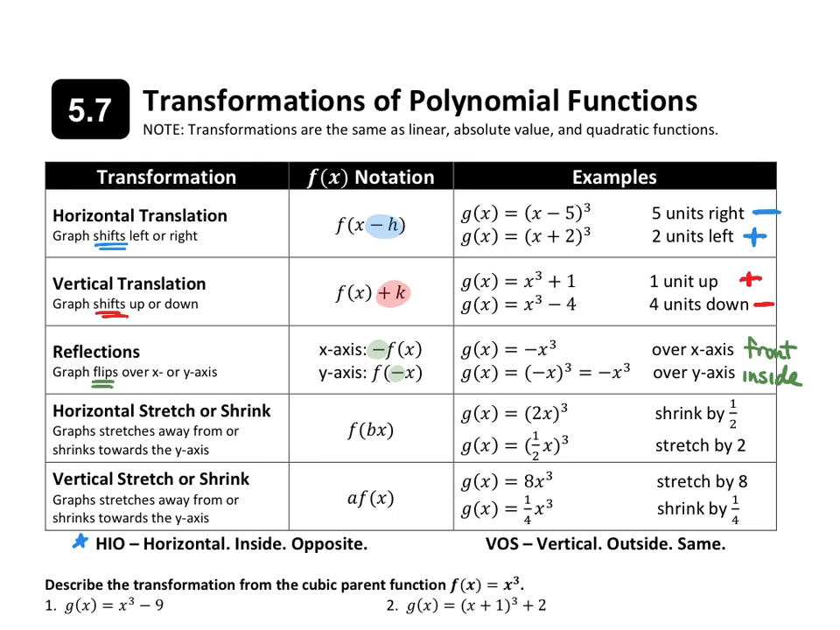Our horizontal stretches and shrinks are going to occur when there is a number multiplied inside the parentheses. So you see how b is right next to x, and we just talked about arithmetic with numbers, and if two numbers are next to each other, we multiply them. So for horizontal stretches and shrinks, the graph is going to stretch away or toward the y-axis. So we're taking two horizontal sides of it and stretching it out, or making it skinny again. So it's going to make your graph either wider or narrower.